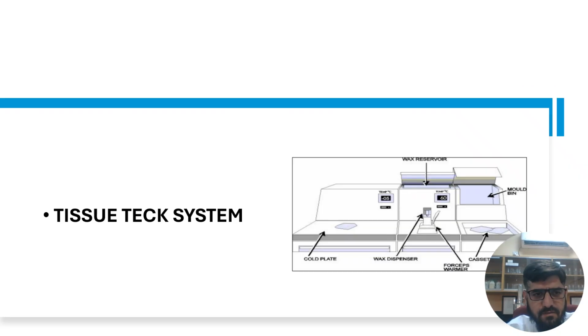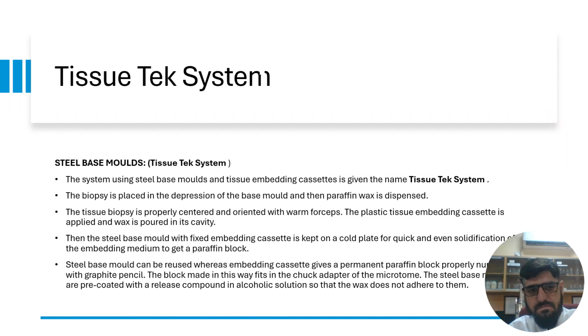In the modern era, we use the Tissue-Tek system for embedding. The Tissue-Tek system uses a steel-based mold and a tissue embedding cassette. The biopsy is placed in the depression of the base mold and then paraffin wax is dispensed. The tissue biopsy is properly centered and oriented with warm forceps.